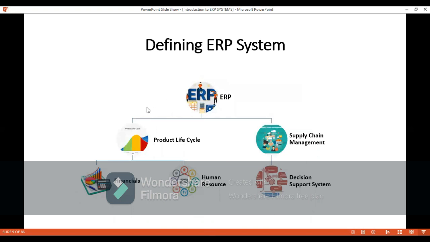Again, from a product life cycle, we have a financial module and a human resource module, for which we will have to take a decision support system, DSS, from supply chain management, so you're able to perform what we call an online analytical approach on your financials and HR modules.